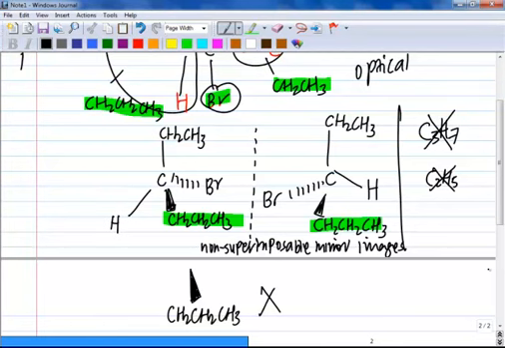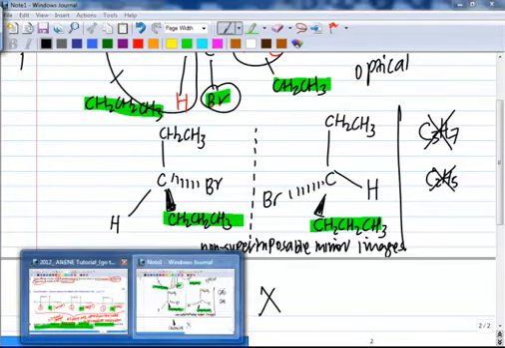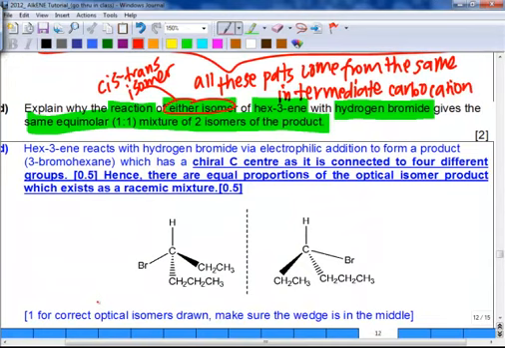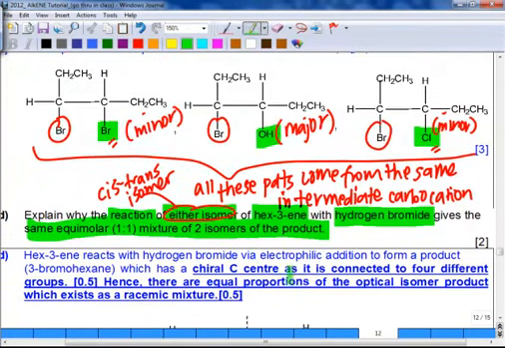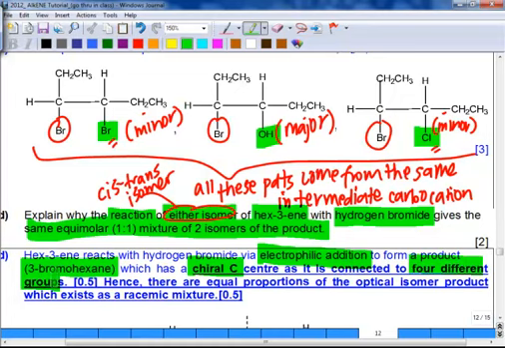There's still an explanation to this. Can I move on to the explanation? The written part. Okay. So this part here simply just reacts via electrophilic addition. State the reaction to form a product which is 3-bromohexane, chiral center, because connected to 4 different groups. So there are equal proportions of the optical isomer product which exists as a racemic mixture.